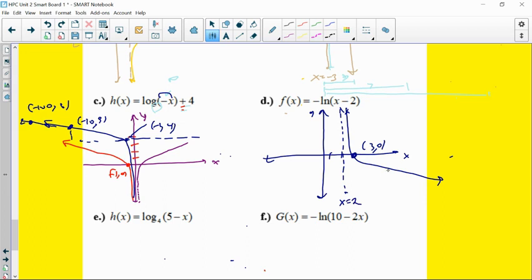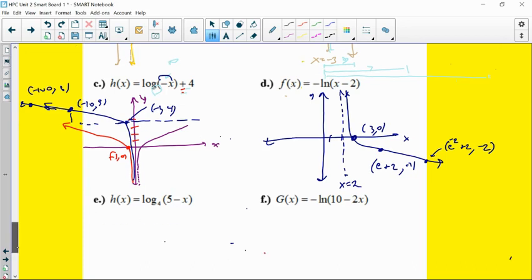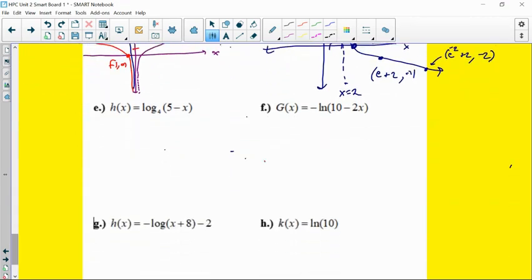And if we want to put on another point, we could say it's the point e plus 2. And then that plus 2 would cancel that 2, and we get negative 1 as a value. And then we could also say here, e squared plus 2, and that would be negative 2 as our next value. Okay.